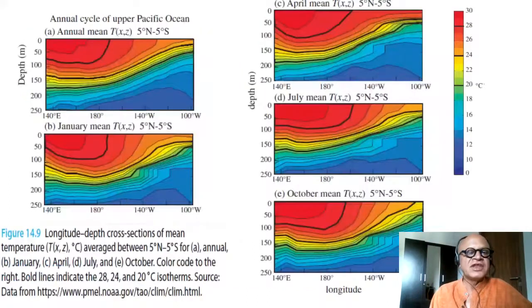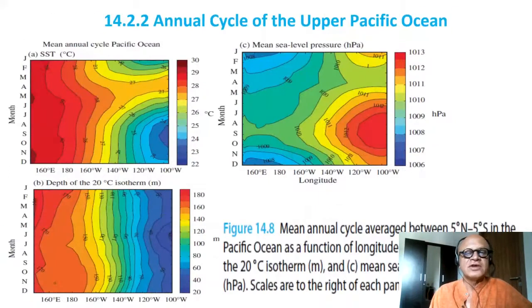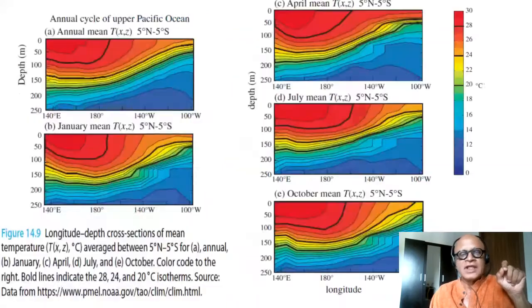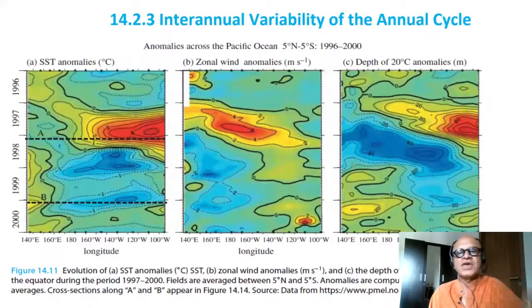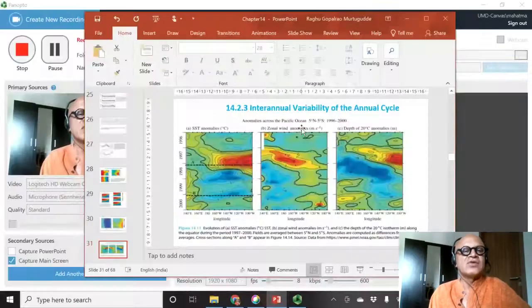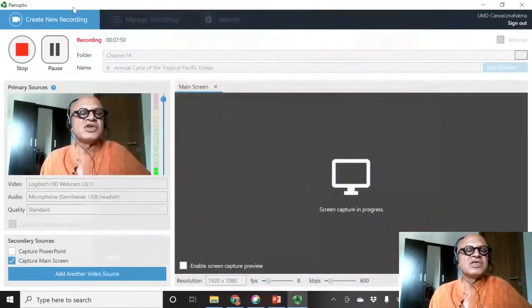This east-west gradient, because we are at a low latitude on the equator, 5 south, 5 north, Coriolis is weak, so the east-west SST gradient itself creates a strong pressure gradient, which can drive strong zonal winds, which become critical for El Nino and La Nina as well. Okay, so then we'll come back and look at the interannual variability of the annual cycle.